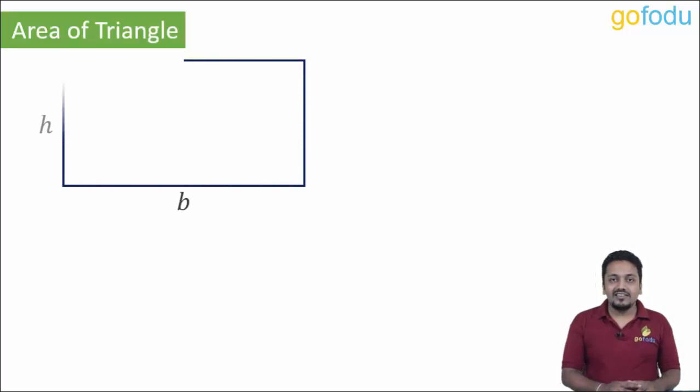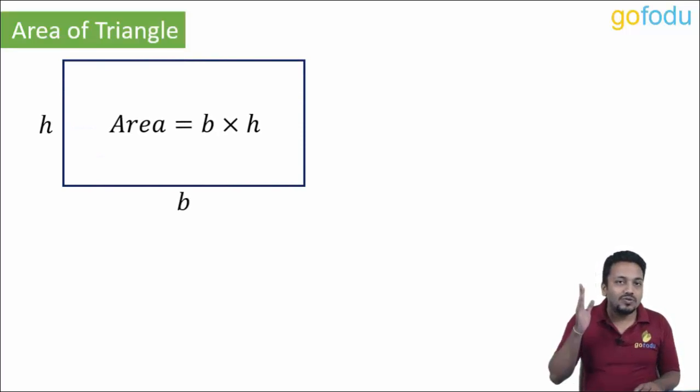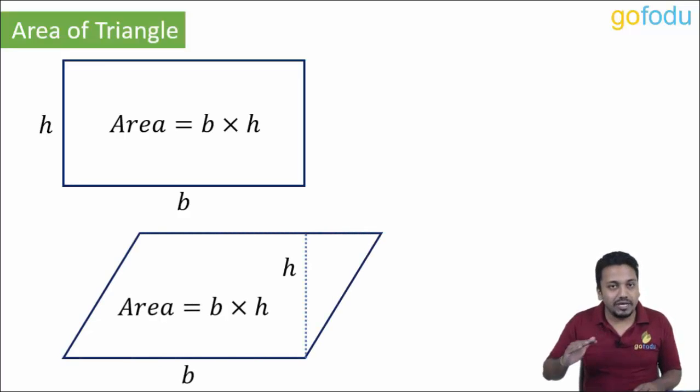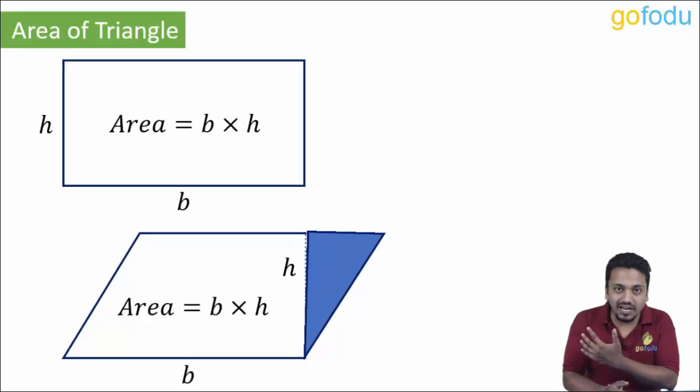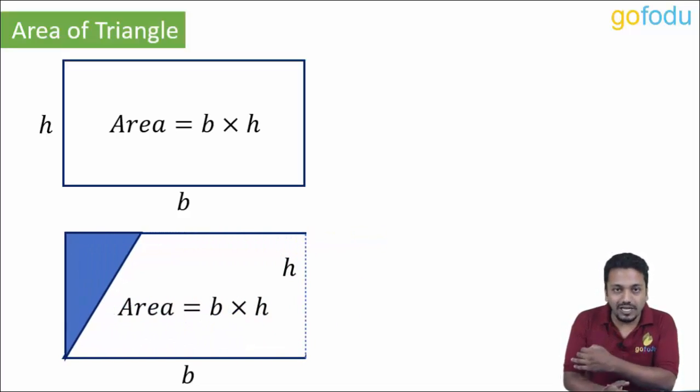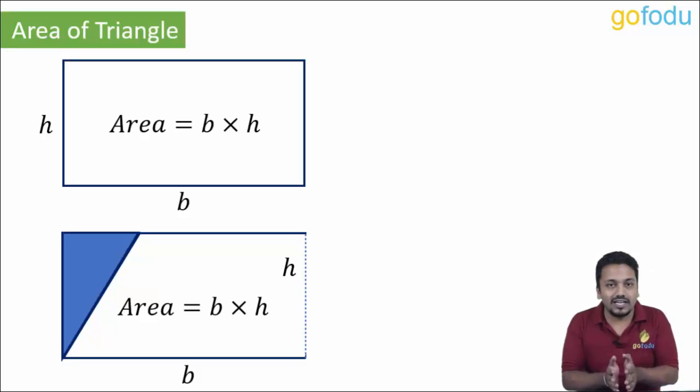For a rectangle, area is base into height, or call it length into breadth, one and the same thing. Area of a parallelogram is again base into height, because it could be converted into a rectangle with base b and height h. See, this part we can cut and place it towards the back. And now this is similar to the rectangle above, right? Area is base into height.